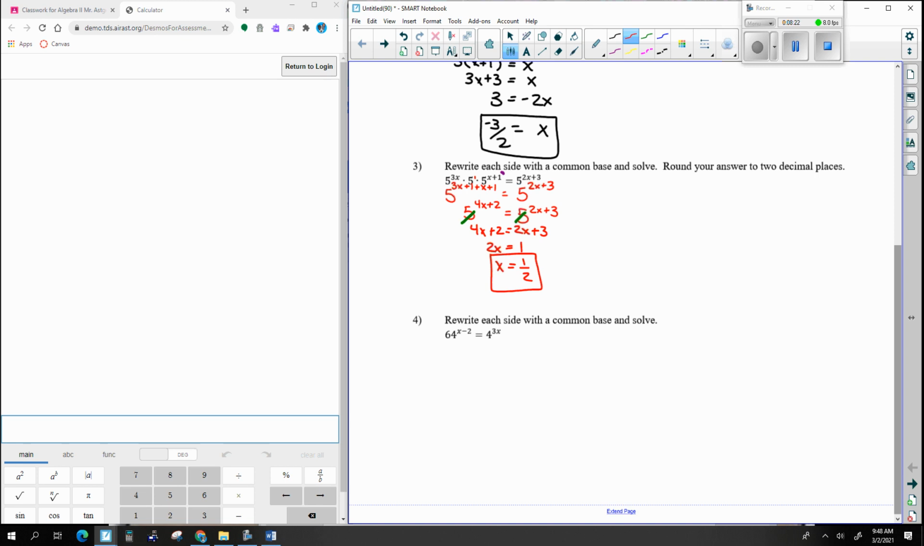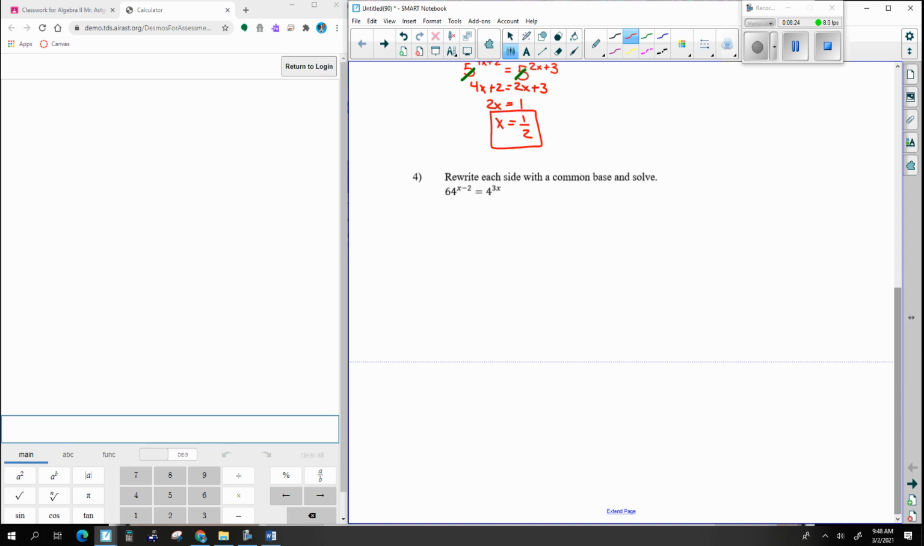Okay, here is where those base numbers are not the same right out of the gate. 64 and 4 are different, right? However, 64 is the same thing as saying 4 to the third power. So by doing that one little substitution, I'm able to eliminate it.